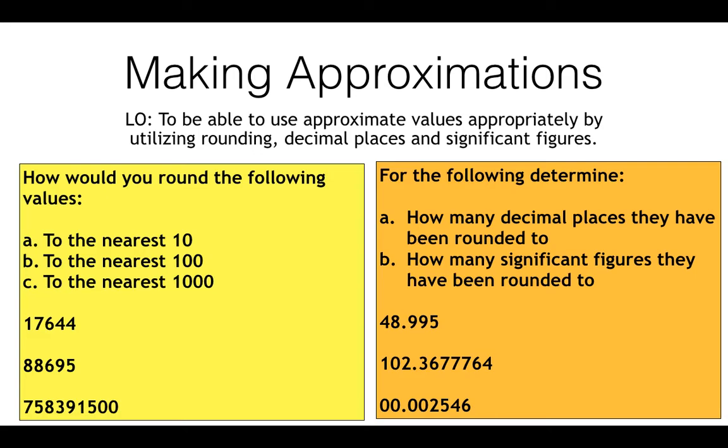So I've got 2 different tasks for you. The first one is looking at the yellow box, and I'd like you to take each of these numbers here. I'd like you to round all of them to the nearest 10, round all of them to the nearest 100, and then round all of them to the nearest 1000. In the orange box, I'd like you to look at these 3 numbers, and I'd like you to say first of all how many decimal places they've been rounded to, and then how many significant figures they've been rounded to. So pause the video here and answer these questions, please.